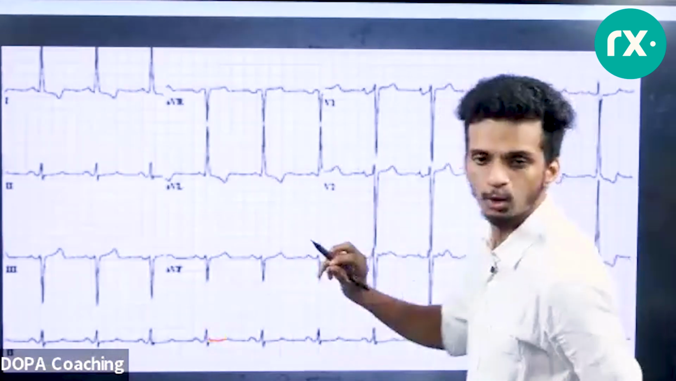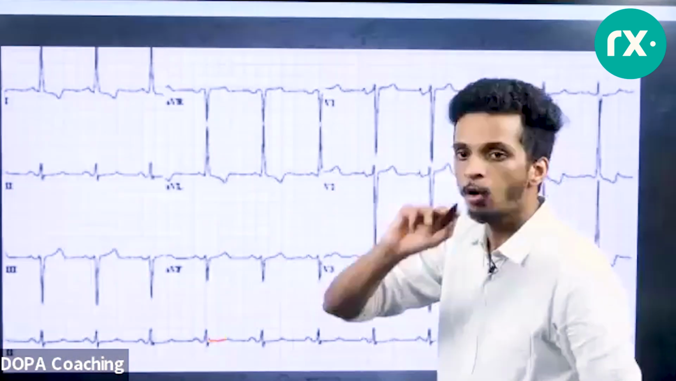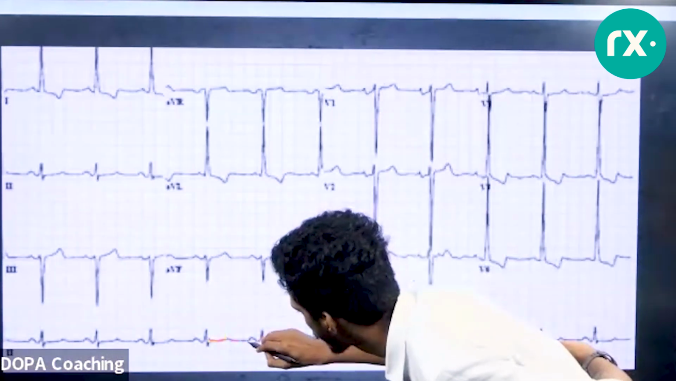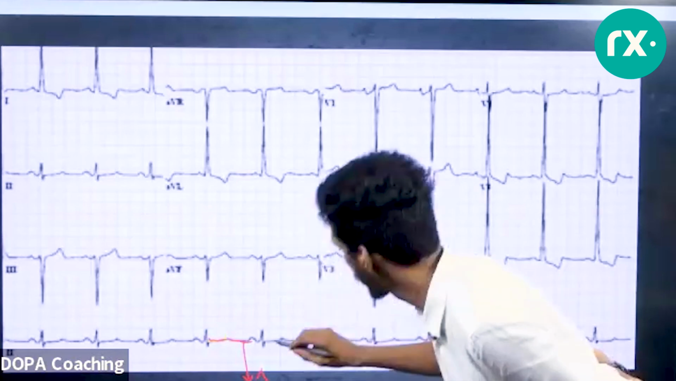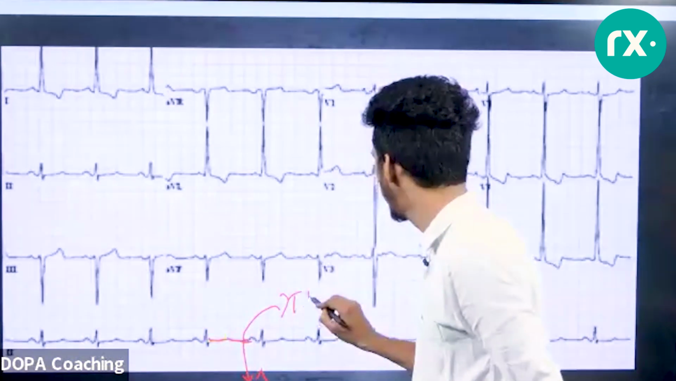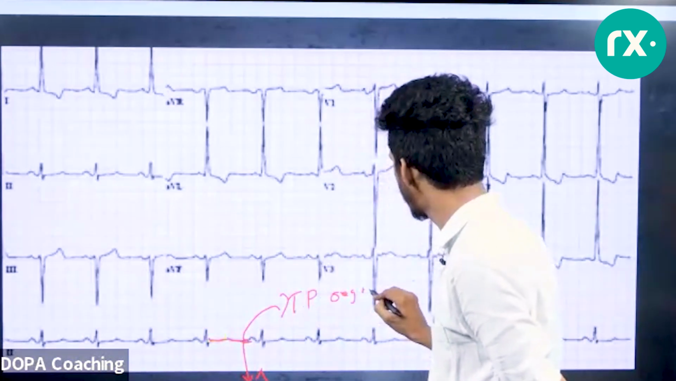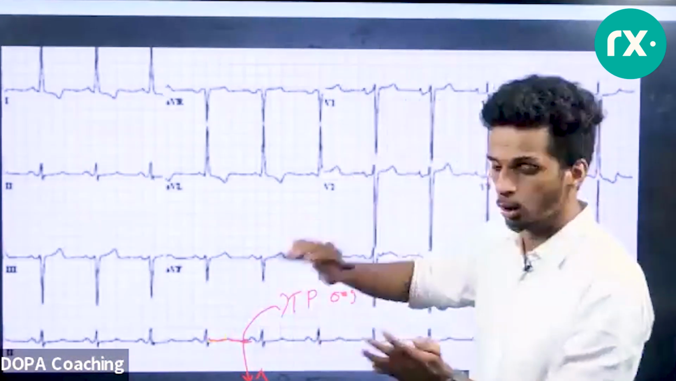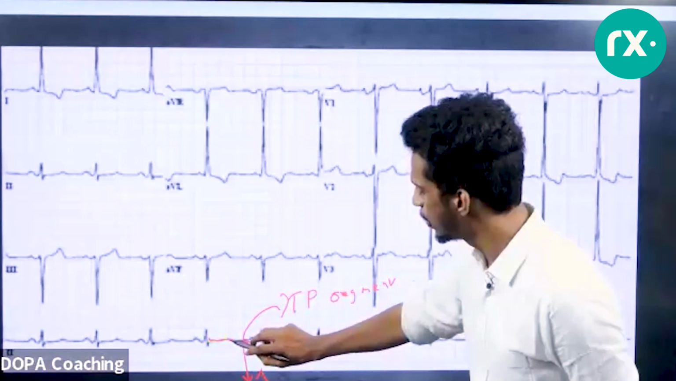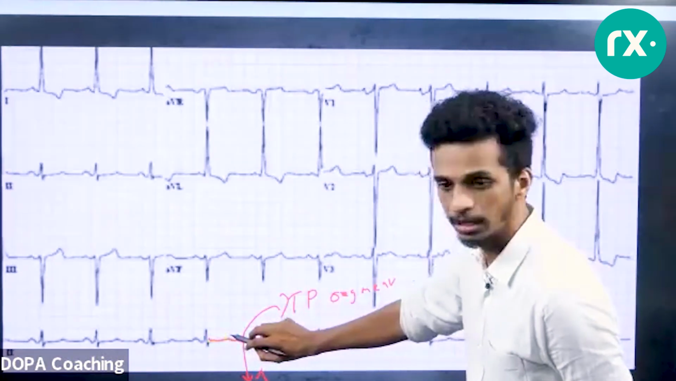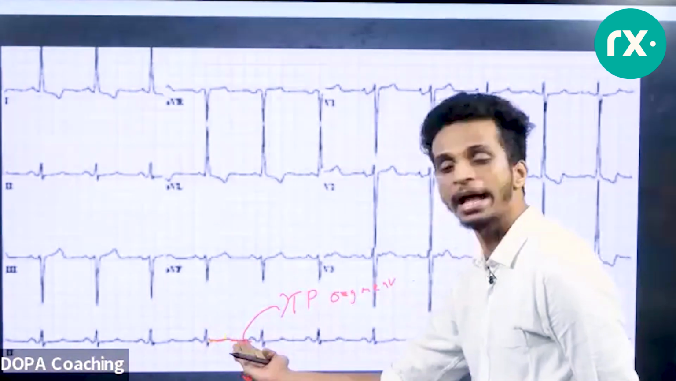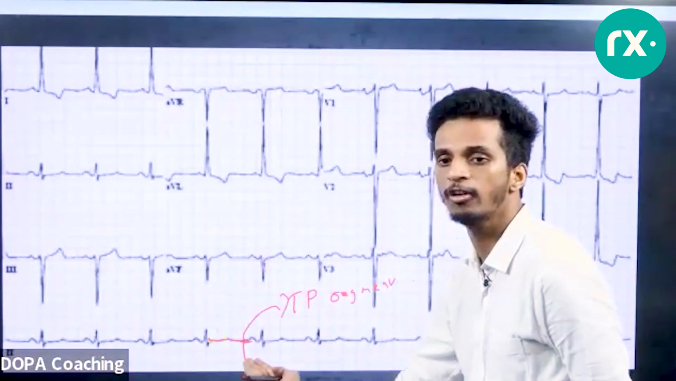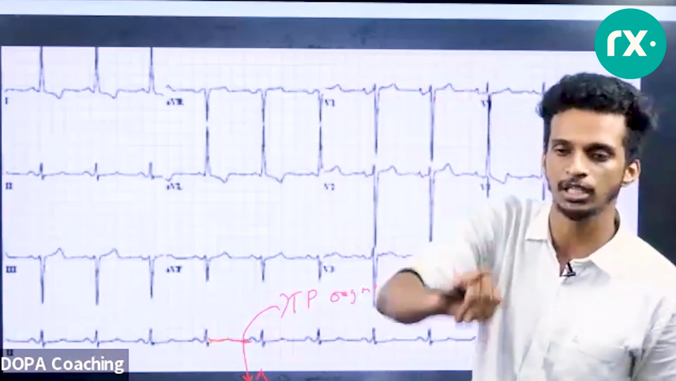To know whether an ST segment is elevated or depressed, what I usually do is compare it with the TP segment. This is the TP segment. TP segment means the end of the T wave to the beginning of the P wave. So here we have the TP segment and here the ST segment. We can say that the ST segment and TP segment are at the same level. If the ST segment is at the same level as the TP segment, it is neither elevated nor depressed.